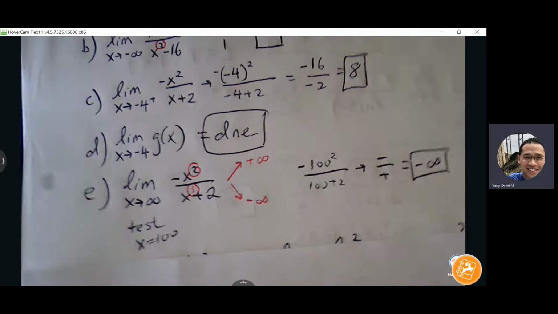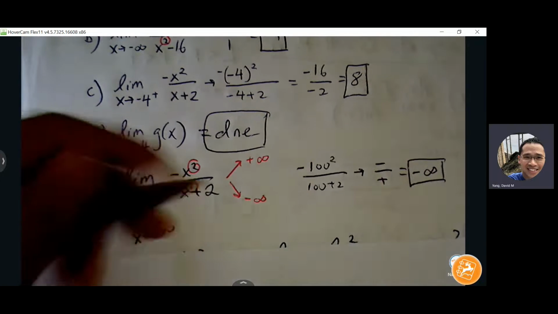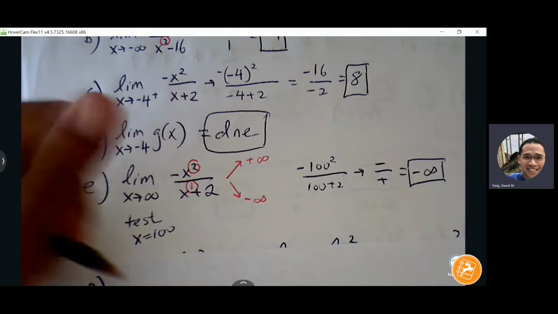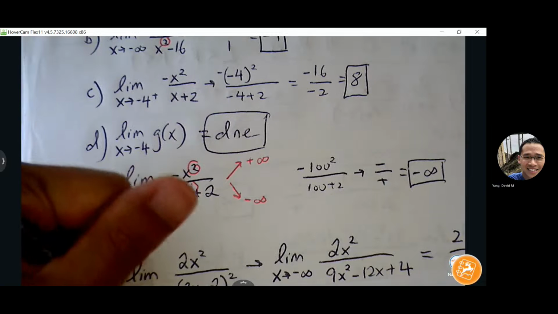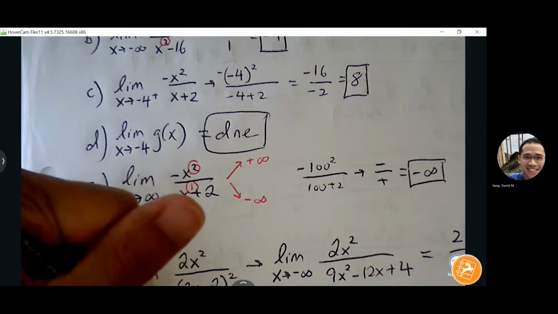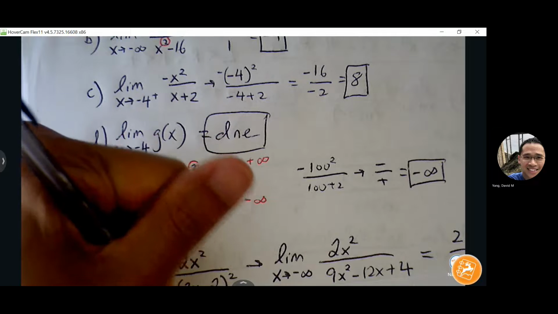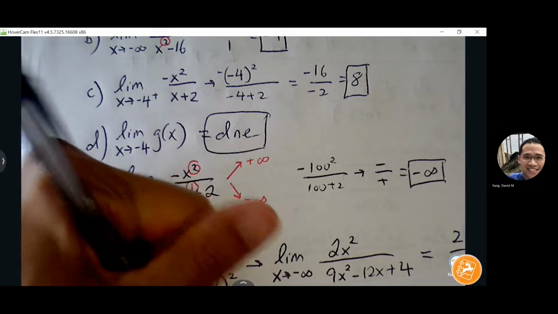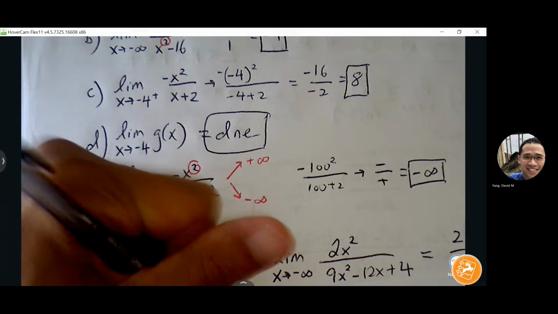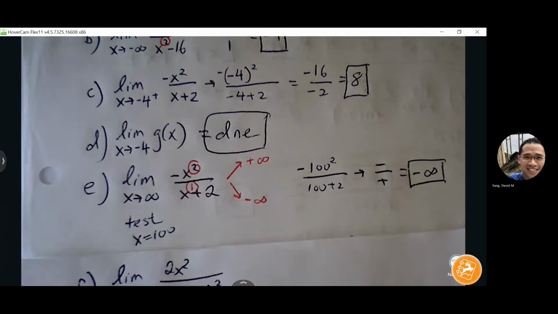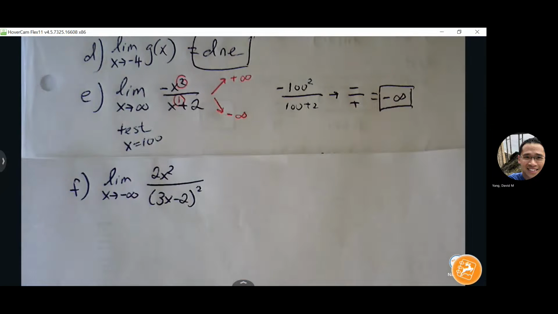Any questions A through E? Guys, let me extend this with a part F. Let me hold on a second. Let me write this down. Okay, so just write this down somewhere on your paper. Limit as x approaches negative infinity, 2x squared over (3x minus 2) squared.